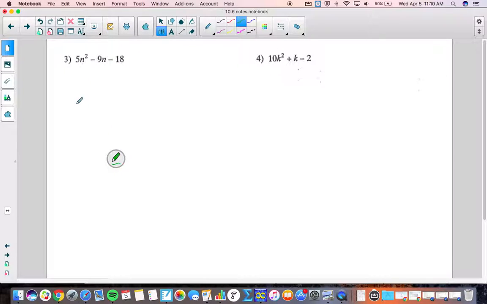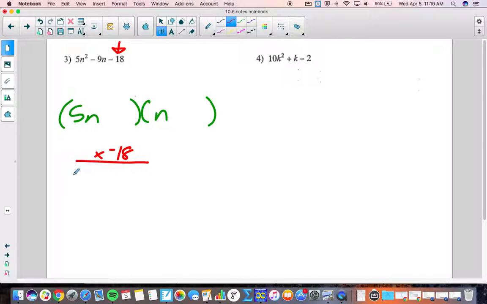I'll do a couple more with you. So now it needs to multiply to 5n squared, so 5n and n. Then to find what numbers we need to factor to, these last two numbers need to multiply to -18. So that means one of the two factors is negative. So -1 and 18, -2 and 9, -3 and 6. But switching the negative to the other number does make a difference here. So 1 and -18, 2 and -9, 3 and -6.